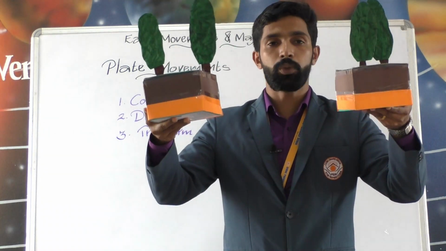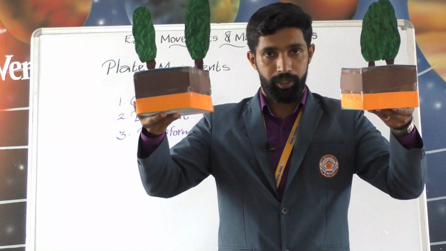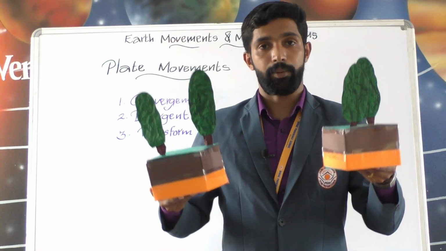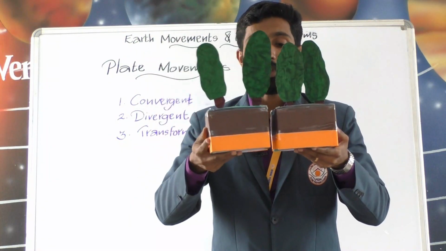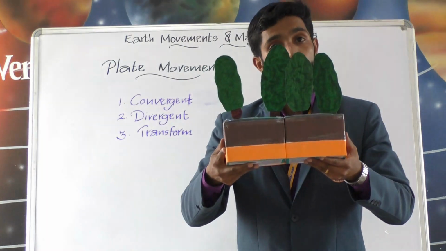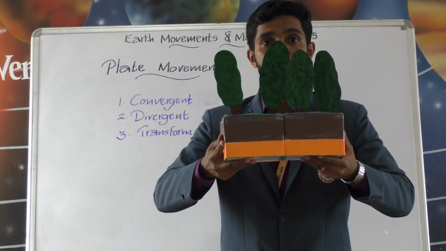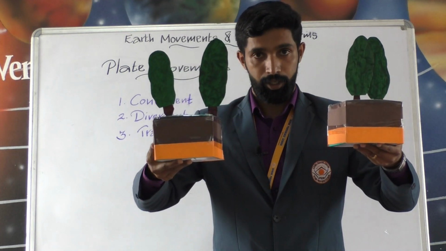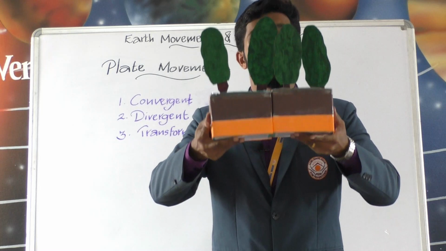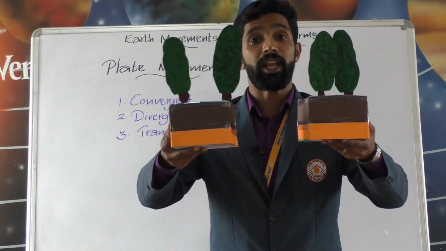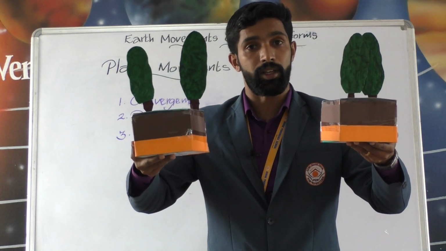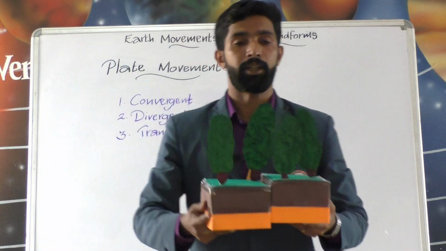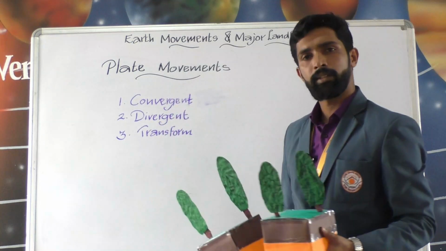Here also you can see two tectonic plates with me. So here I am going to explain divergent plate movement. Clear? It occurs, see, when, due to the forces of tension, two plates move away from each other. Due to the tension, two plates move away from each other. So it is known as what? Good. Divergent plate movement.